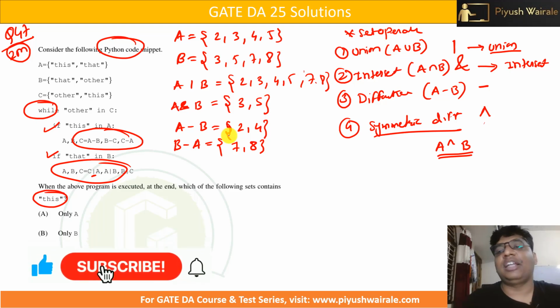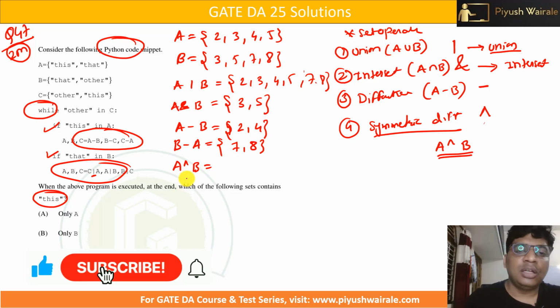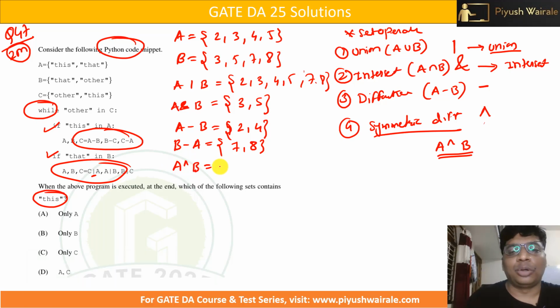Now what about symmetric difference? For A symmetric difference B, we are going to remove the common elements in both sets and note down the rest. By removing the common elements 3 and 5, we get 2 and 4 from set A, and also 7 and 8 from set B. This is what A symmetric difference B is.